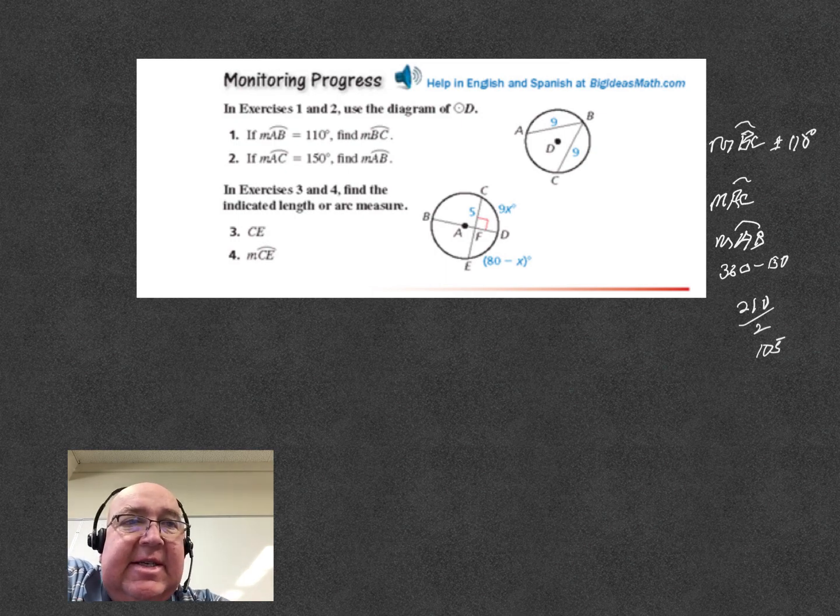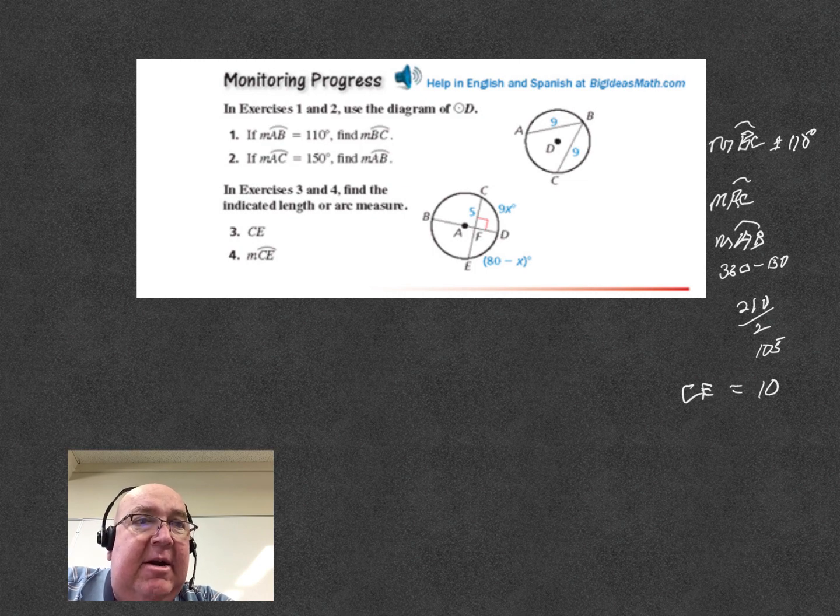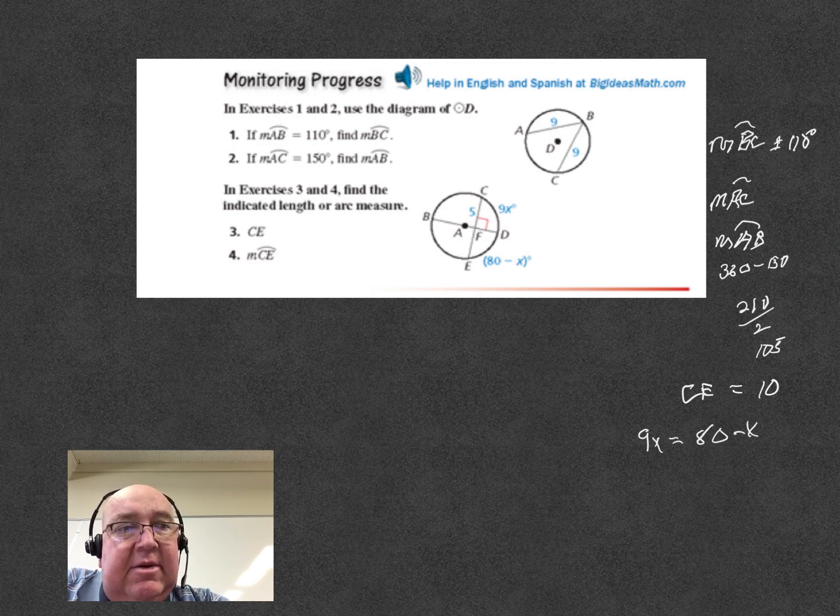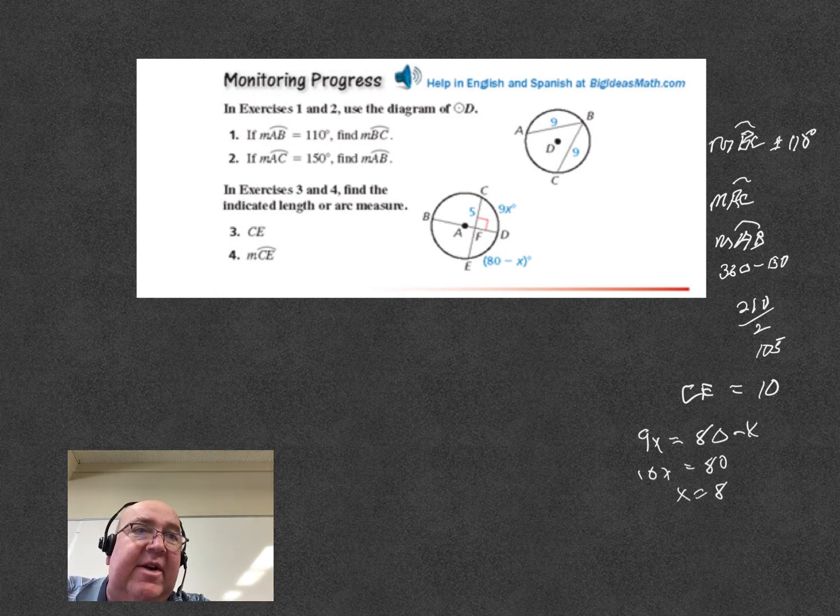Now we're finding distances. Number 3, we want to find CE. CE is going to be 2 times 5, so it's going to be 10. And then we're going to have 9x is equal to 80 minus x. So we get 10x is equal to 80. X is equal to 8. And we want to find the measure of CE. So it's going to be 72 times 2. And that's going to be 144.